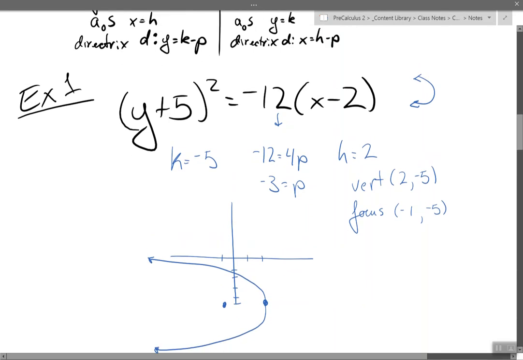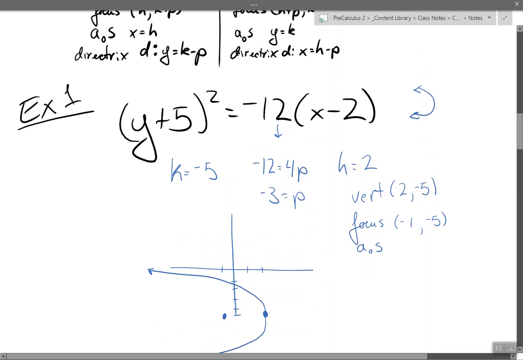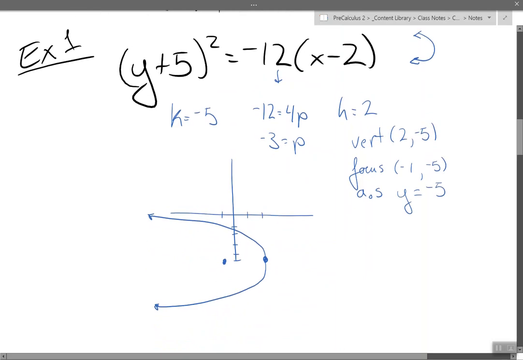The next thing to do is the axis of symmetry. And the axis of symmetry is just the y-coordinate, so y equals negative 5. So that is going to be this line that connects the focus and the vertex.